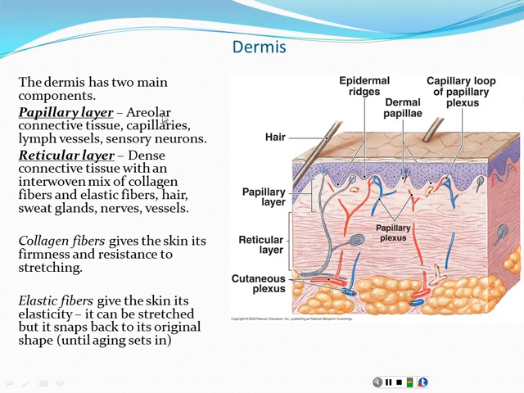So the papillary layer's job is really to supply the epidermis on top of it. Because remember, the epidermis is an epithelium, and epithelia are avascular. In other words, it doesn't have arteries and veins. So in order to supply the nutrients and get rid of the waste products of the epidermis, we need to have a vascular supply. And that's what we have in the papillary layer.